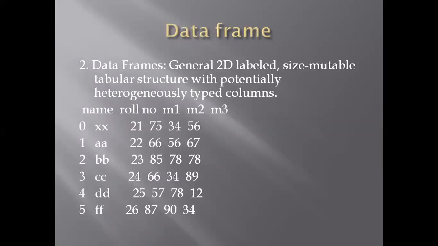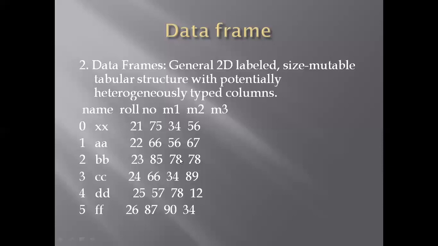Next important is the two-dimensional array. It is called a data frame. Its size and elements are both mutable. Here it is not homogeneous, it is heterogeneous data. Suppose this is the index 0, 1, 2, 3. This is the name, this is the roll number, and marks 1, marks 2, and marks 3. If you want to use this type of data, a two-dimensional table with different types of data, this is called a data frame.